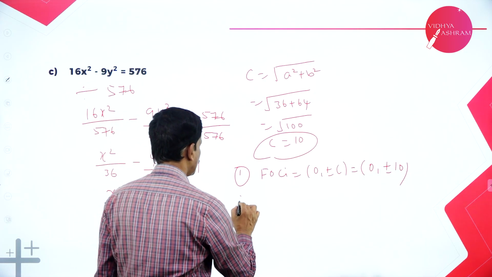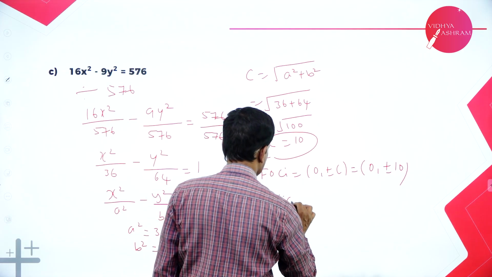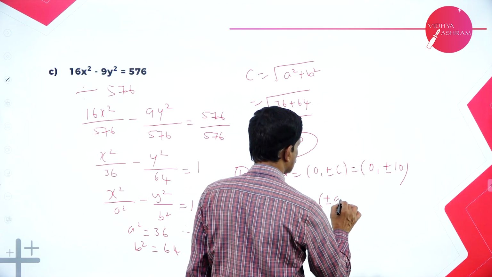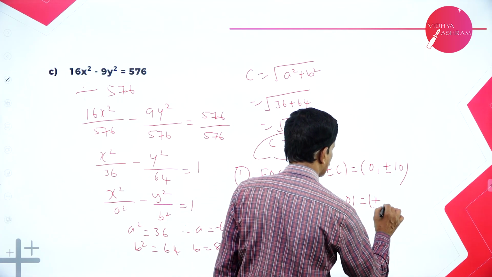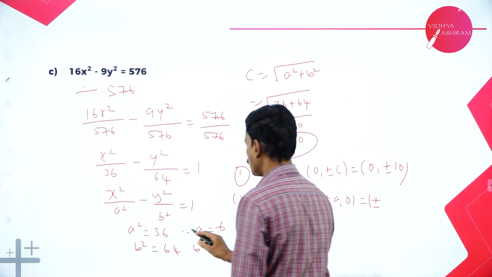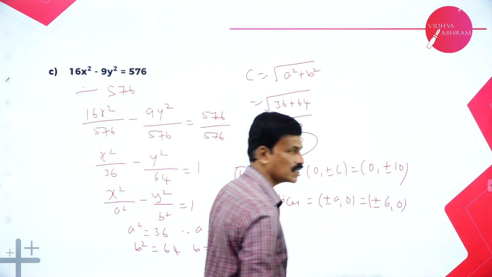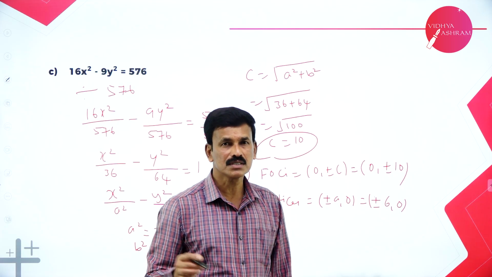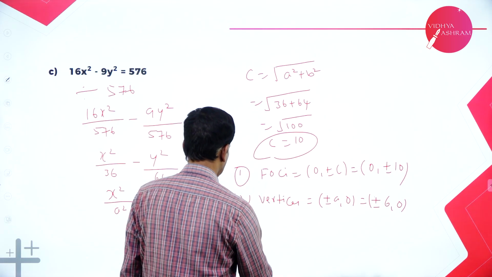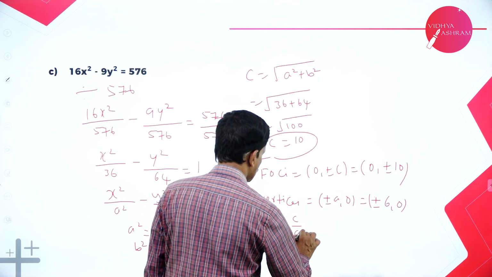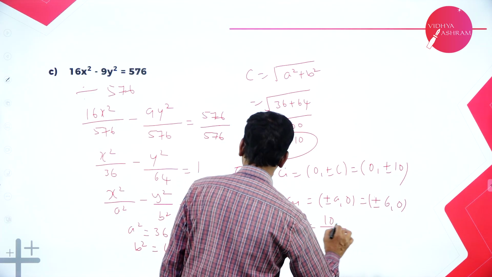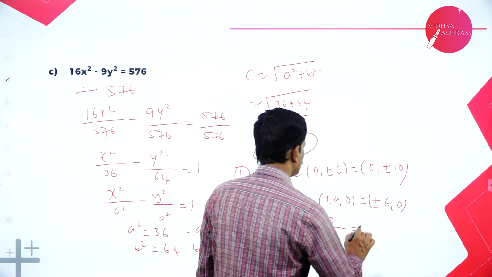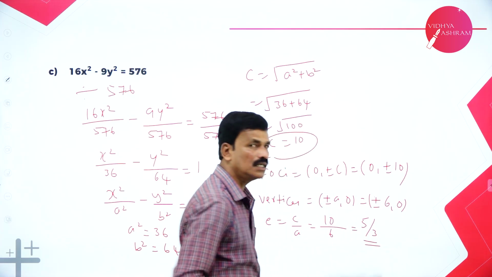Now the second one, vertices, are plus or minus a comma 0. Here a is equal to 6, so plus or minus 6 comma 0. So vertices are plus or minus 6 comma 0. Now the eccentricity is given by c by a. What is c? 10 divided by a, and a is equal to 6. If you want, you can divide by 2, so 5 by 3 is the eccentricity.